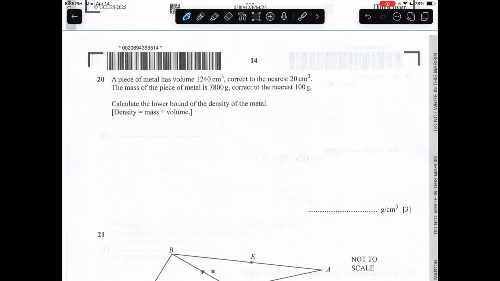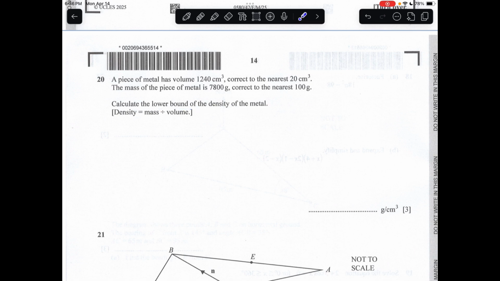A piece of metal has volume 1240 centimeter cube, correct to the nearest 20 centimeter cubes, and the mass of the piece of metal is 7,800 grams, correct to the nearest 100 grams. So we need to calculate the lower bound of density of the metal.